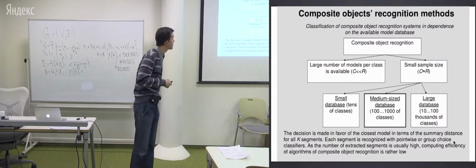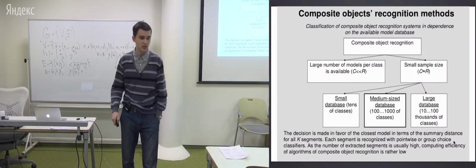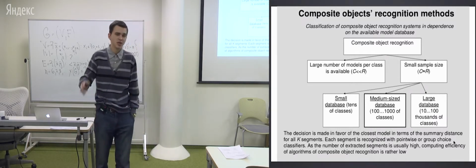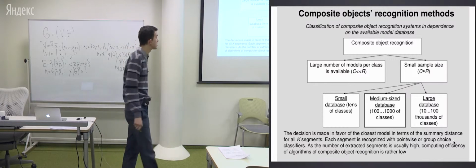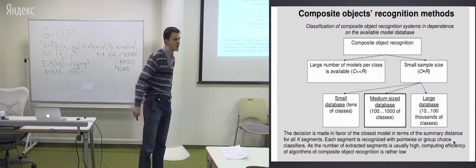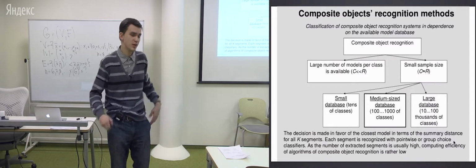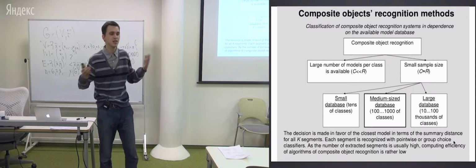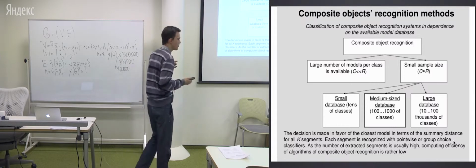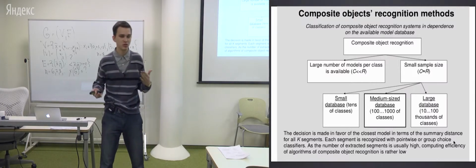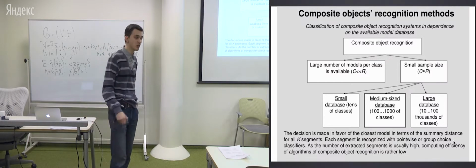And moreover, it depends on the number of classes in the database. If the database is small, then practically any method can be implemented in real time. If the database is very large, then actually we speak about image retrieval methods. We want to find the best solution, but we understand that we cannot do this, so we need to find several appropriate solutions, with some kind of recall and so on and so forth.